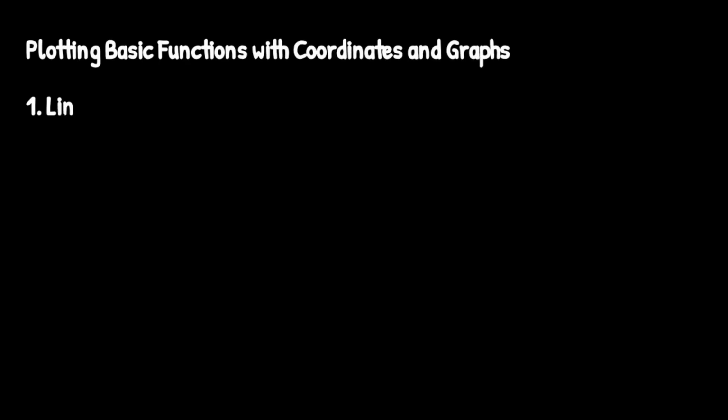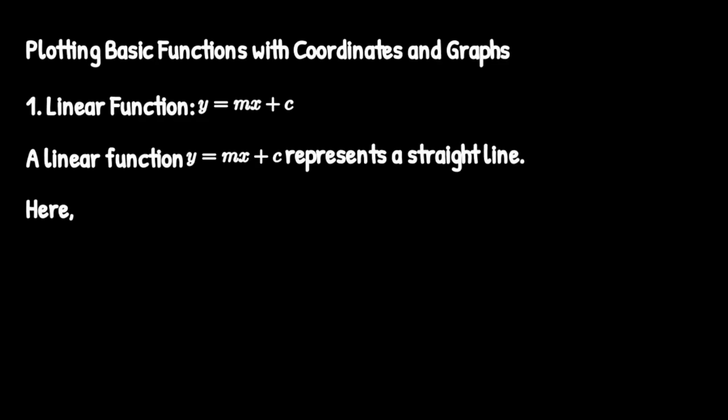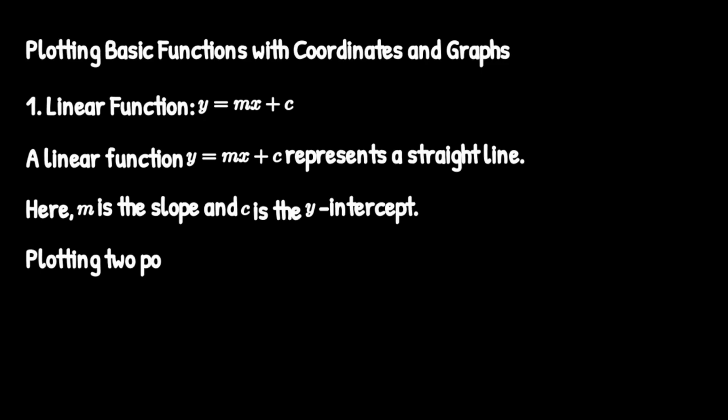Let's start with the linear function, which is one of the simplest and most important types of functions. A linear function represents a straight line on the graph. It is defined by a formula where y equals m times x plus c. Here, m is the slope of the line, indicating how steep it is, and c is the y-intercept, where the line crosses the y-axis. To draw the line, you only need to plot 2 points correctly and connect them.